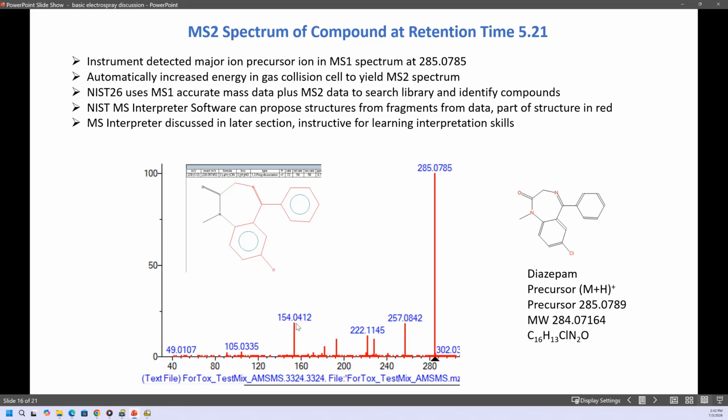I'm not saying that you have to understand the fragmentation now, but it's a good tool as you're looking at data to learn how things fragment in MS2. So it's a good teaching tool.